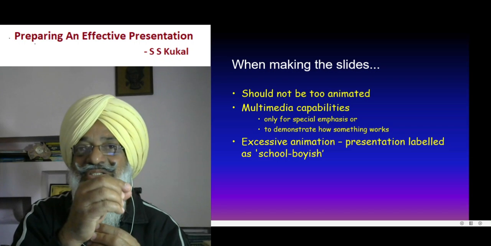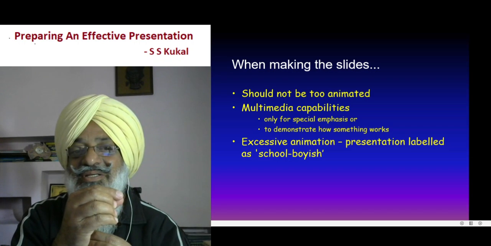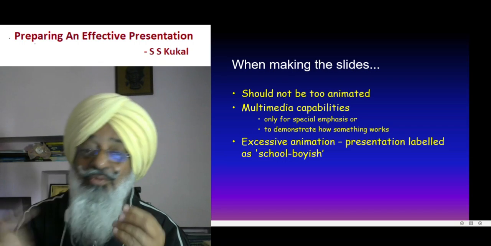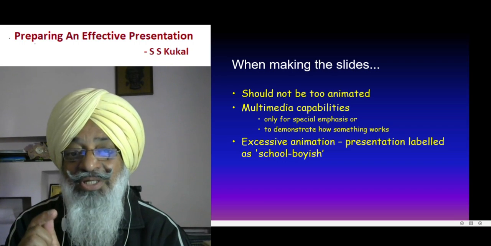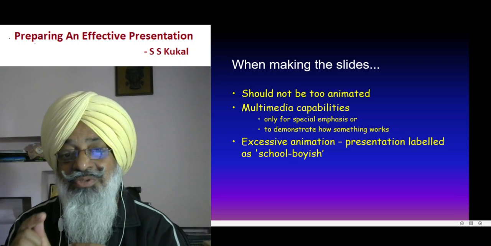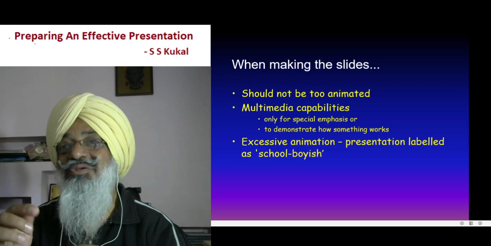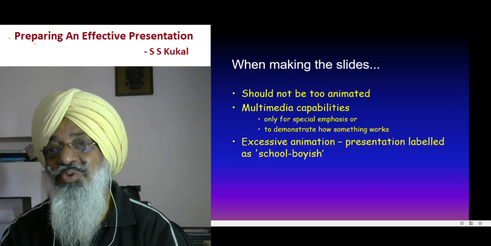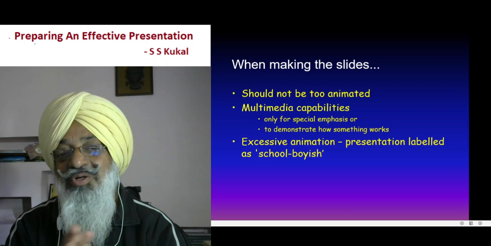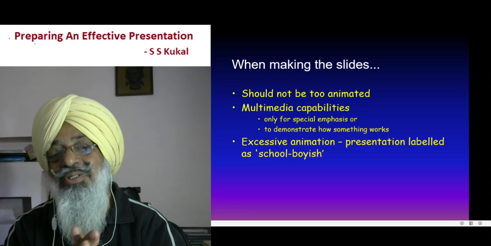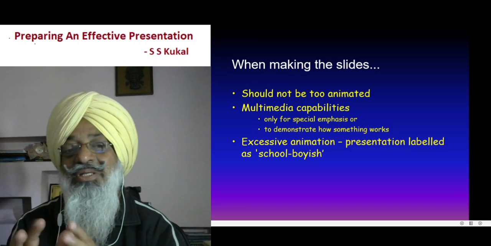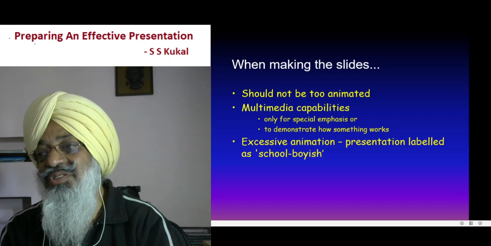But when you are going for a serious presentation, if you do too many animations, then the audience will be attracted towards your animations, not to what you are saying. This is very important. Whatever multimedia capabilities are there, those are only for special emphasis, when you have to give a presentation to primary students, or to demonstrate how something works. Otherwise, with excessive animation, your presentation will be labeled as a school-boyish presentation.